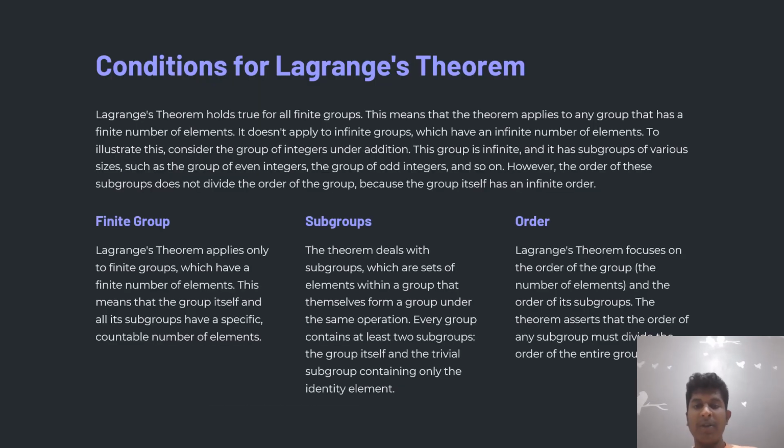Conditions for Lagrange's theorem. Lagrange's theorem holds true for a finite group. This means that the theorem applies to any group that has a finite number of elements. It does not apply to infinite groups, which have an infinite number of elements.